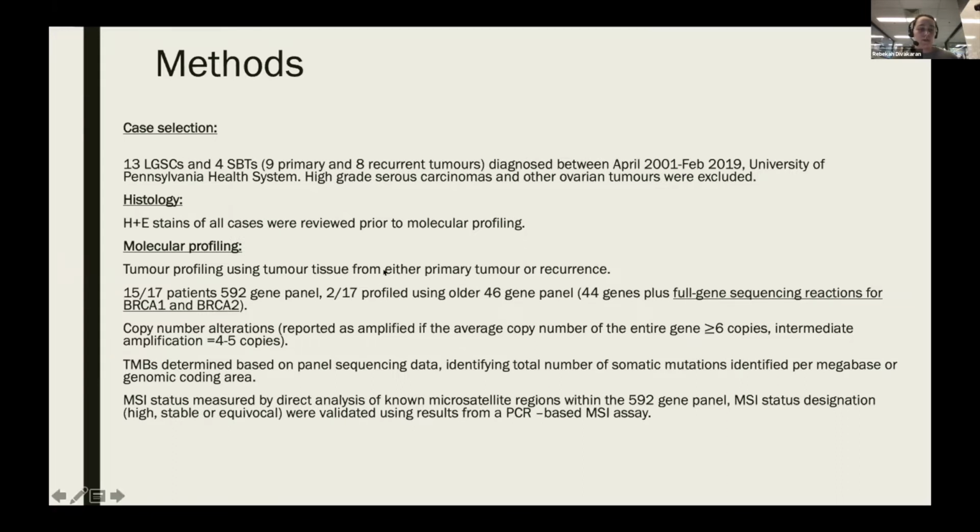H&E stains of all cases were reviewed prior to molecular profiling, and for the tumour profiling they used tumour tissue from either the primary or the recurrent tumour. 15 of 17 patients were subjected to a 592 gene panel, and 2 out of the 17 were profiled using an older 46 gene panel, and that included 44 genes plus full gene sequencing reactions for BRCA1 and BRCA2 genes. They also reported on copy number alterations and tumour mutation burden, and the MSI status was measured by direct analysis of known microsatellite regions within the 592 gene panel.